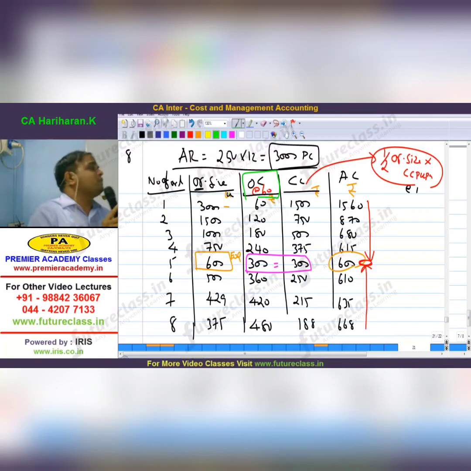Right? Why does half come into the picture? What is the logic behind this? Carrying cost represents what? Maintenance expenses. Right? Carrying the raw material in good condition. Holding the raw material in good condition.